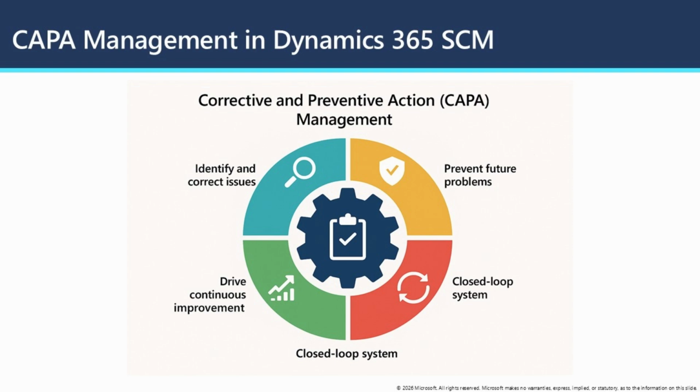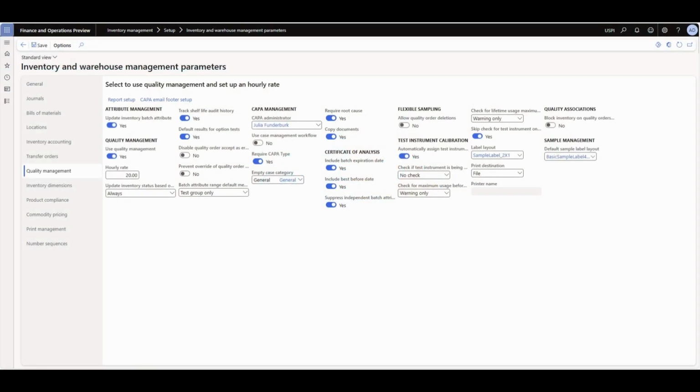To kick off the functional part of this session, let's take a quick step back and look at the setup that needs to be in place before users can actually work with CAPA. CAPA management is powerful, but it does rely on a few key administrative settings to make sure the process runs smoothly. You'll find these settings under the Inventory and Warehouse Management parameters on the Quality Management tab. Here's what you need to configure.